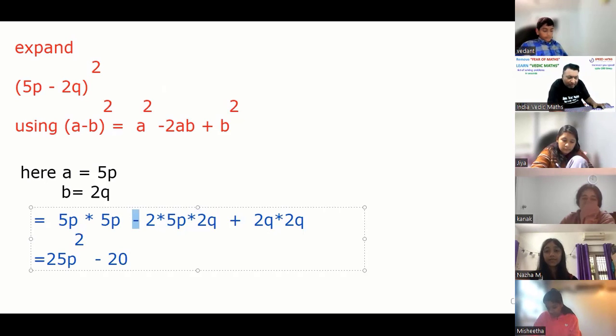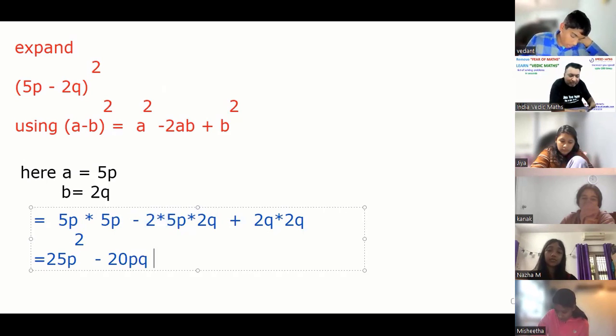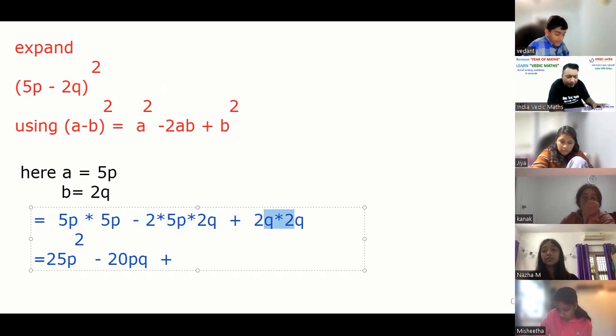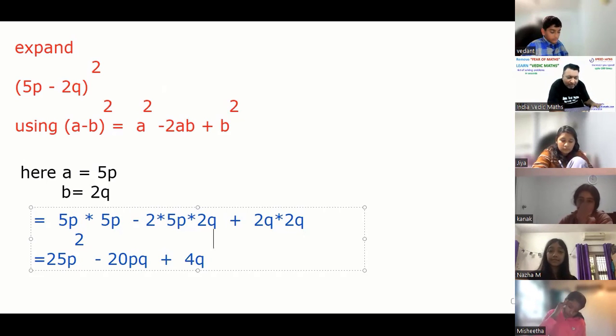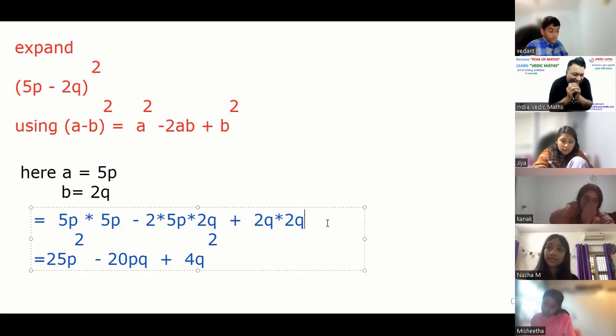Let's see the variable: p times q is pq. Done. And the last one, 2q into 2q is 4q squared. That's it. See how easy it is. There is nothing actually. If you know the identity, it is all easy.